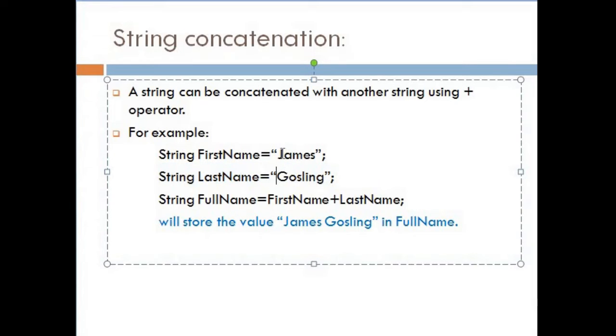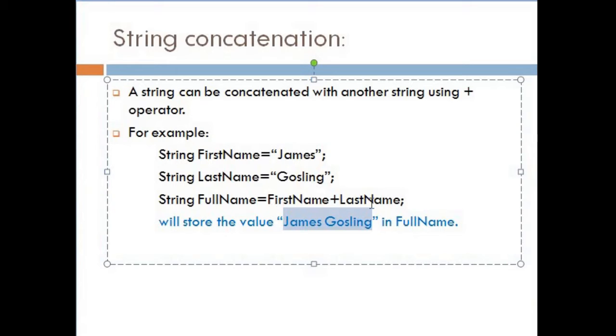Now if I wish to concatenate the string James with the string Gosling so that James Gosling appears in the output, for that I need to add up the variables that contain these values James and Gosling using the plus operator like this. So if I add up the variable firstName with the variable lastName using the plus operator, then I shall get James for firstName plus Gosling for lastName, which gives the result James Gosling, like that.